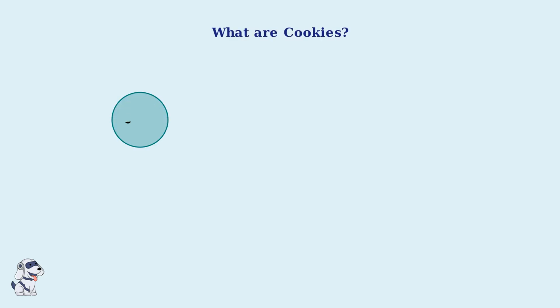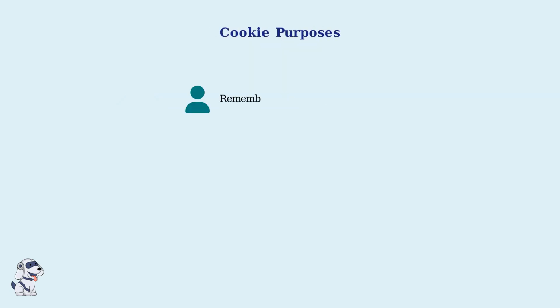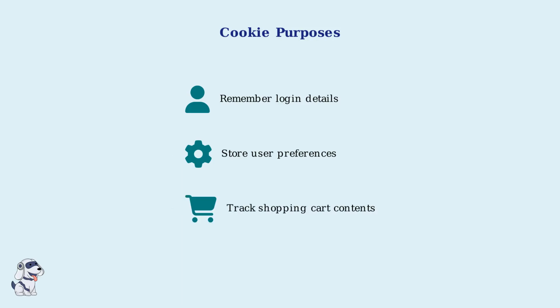Cookies are fundamental to how modern websites work. They are small pieces of data that websites store on your computer to remember information about you and your interactions with the site. Cookies serve several important purposes. They remember your login details so you don't have to sign in every time, store your preferences like language settings or themes, and keep track of items in your shopping cart as you browse an online store.